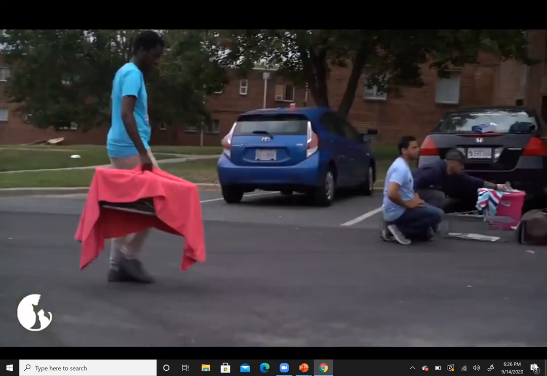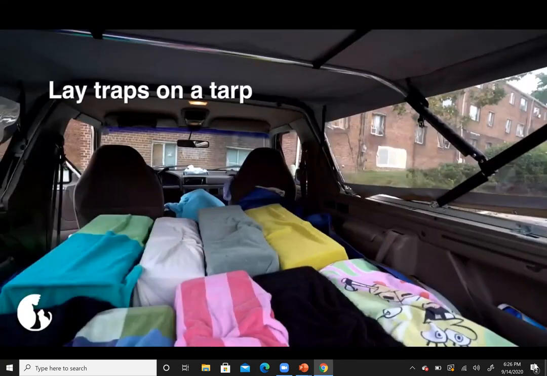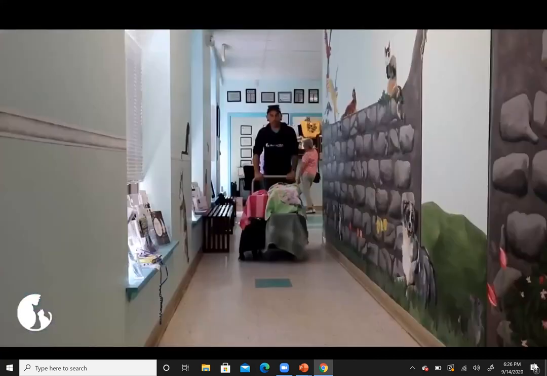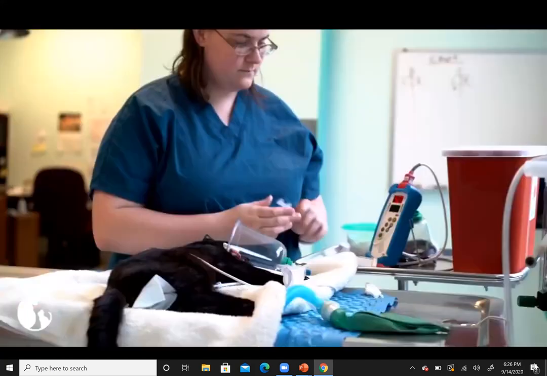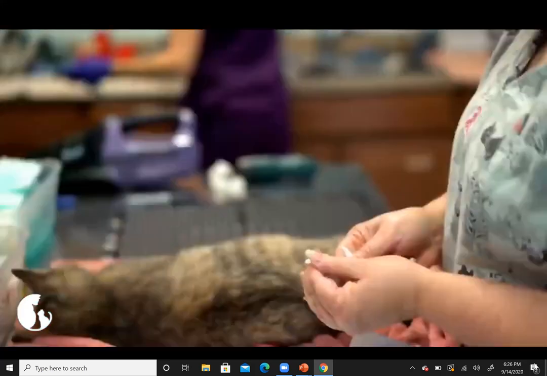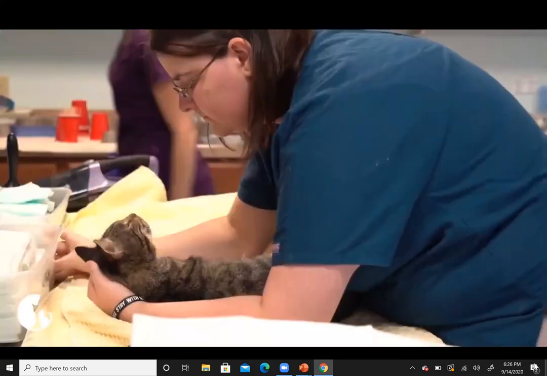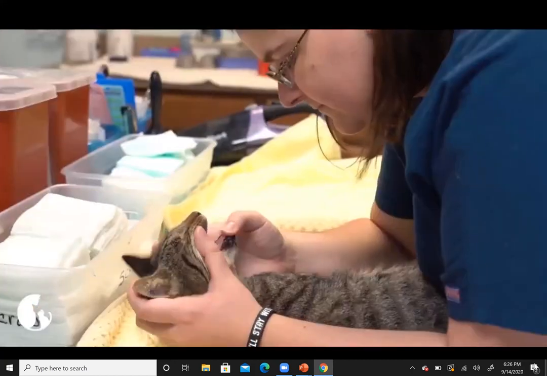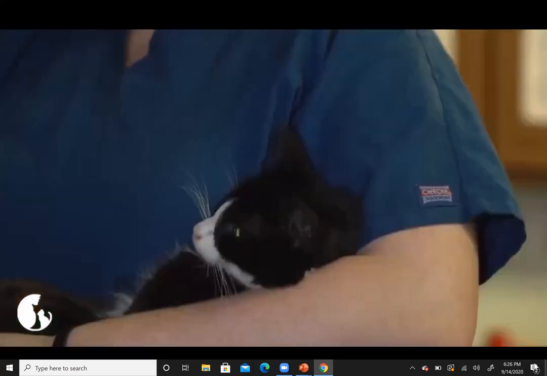Before you leave, make sure all of the traps are accounted for. Transport the cats to the feral-friendly veterinarian or clinic where they will be spayed or neutered, vaccinated, and ear-tipped. Confirm with the veterinarian what services you want, like microchipping, or don't want, like testing for FIV or FELV. Be sure that the clinic contacts you before making any treatment decisions for the cats.